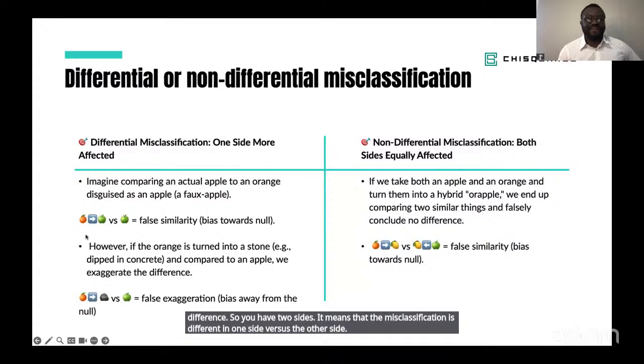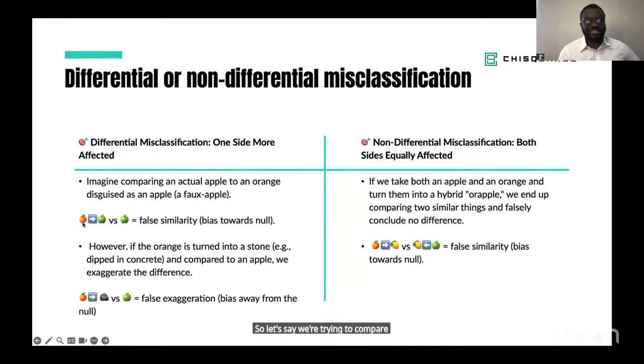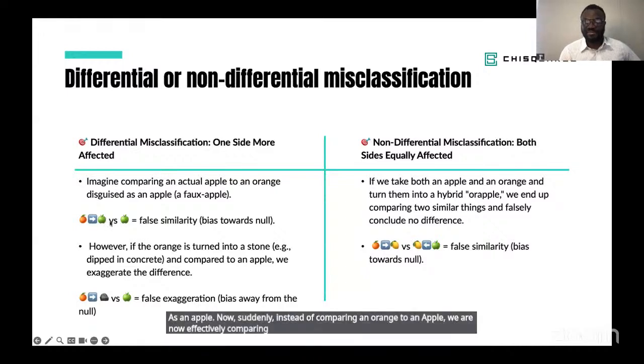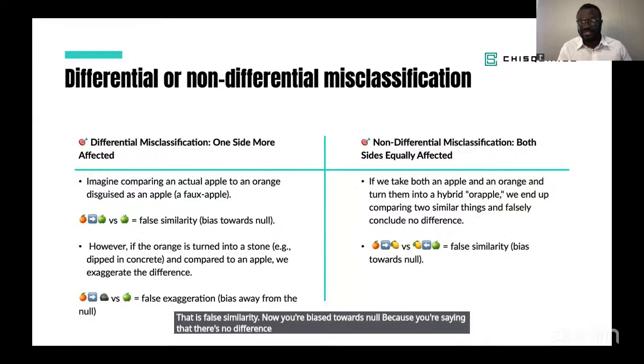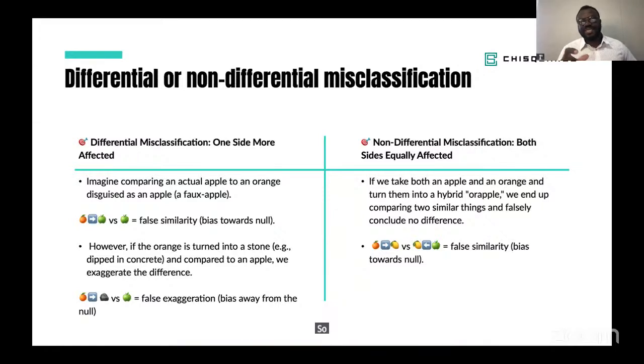So let's say we're trying to compare an orange to an apple. But for whatever reason, we misclassify the orange as an apple. Now, suddenly, instead of comparing an orange to an apple, we are effectively comparing an apple to an apple. So what do we conclude? We say, oh, there's no difference between the two of them. That is false similarity. Now you're biased towards the null, because you're saying that there's no difference when there actually is a difference. So in this case, misclassification has dragged us towards the null.